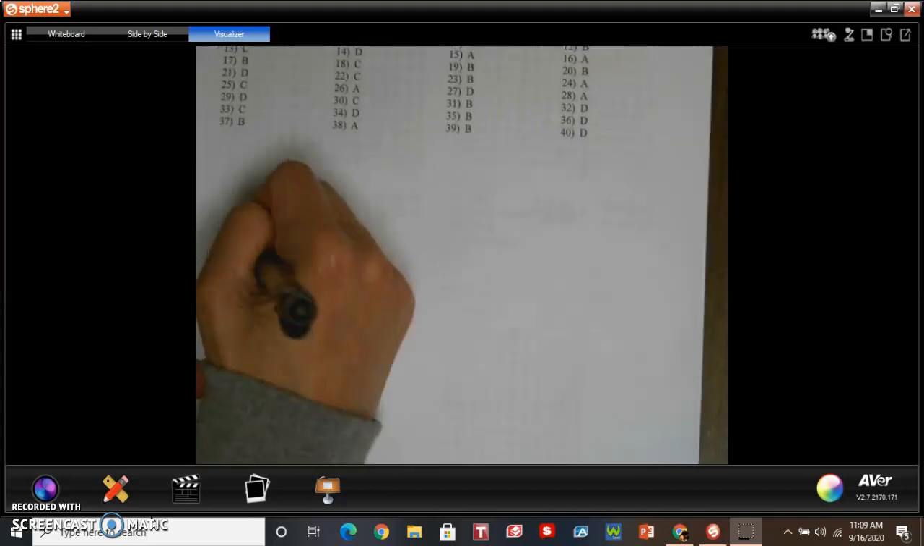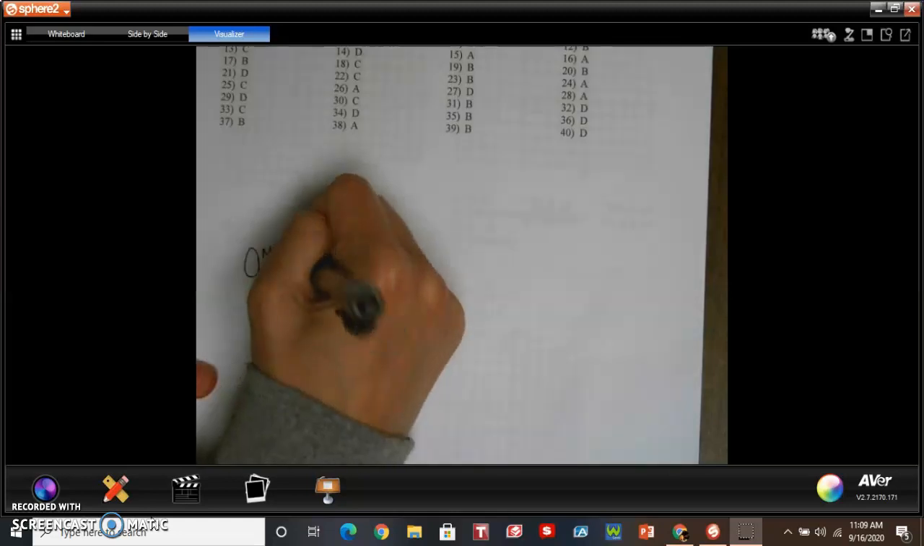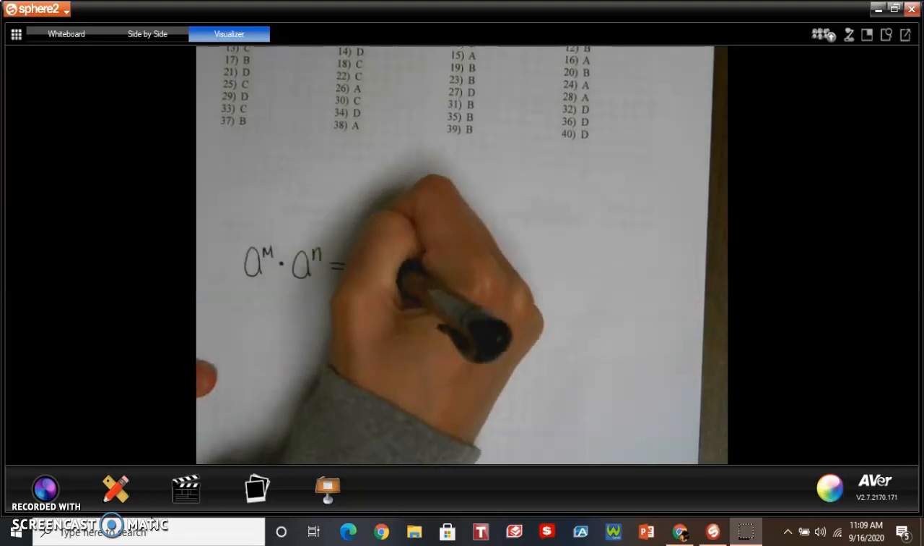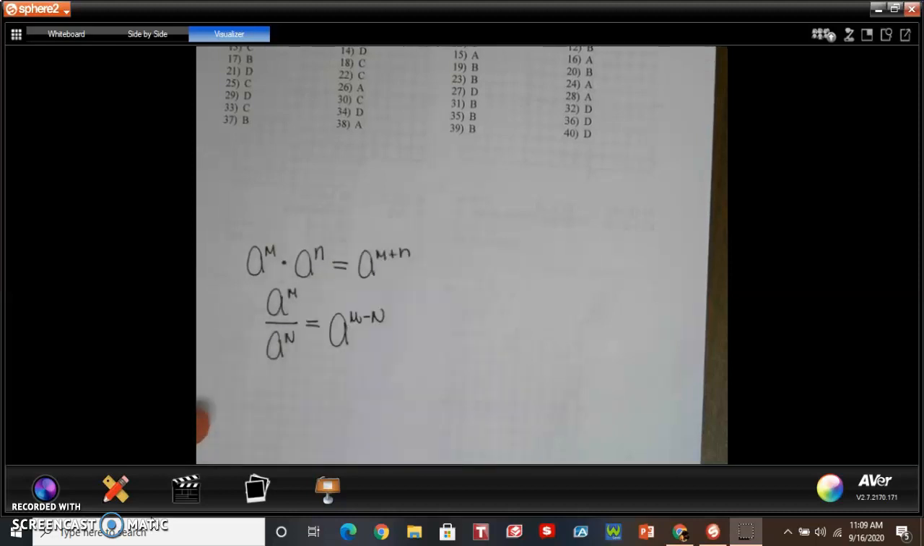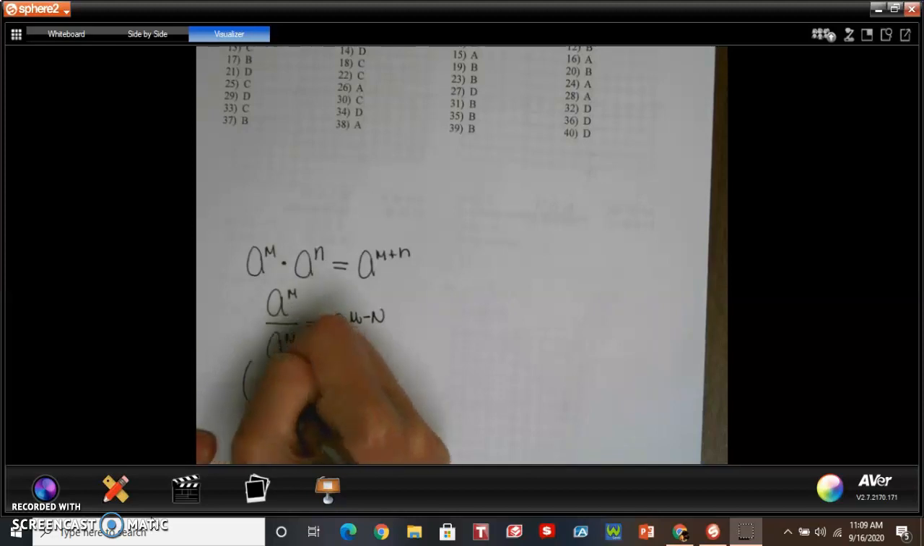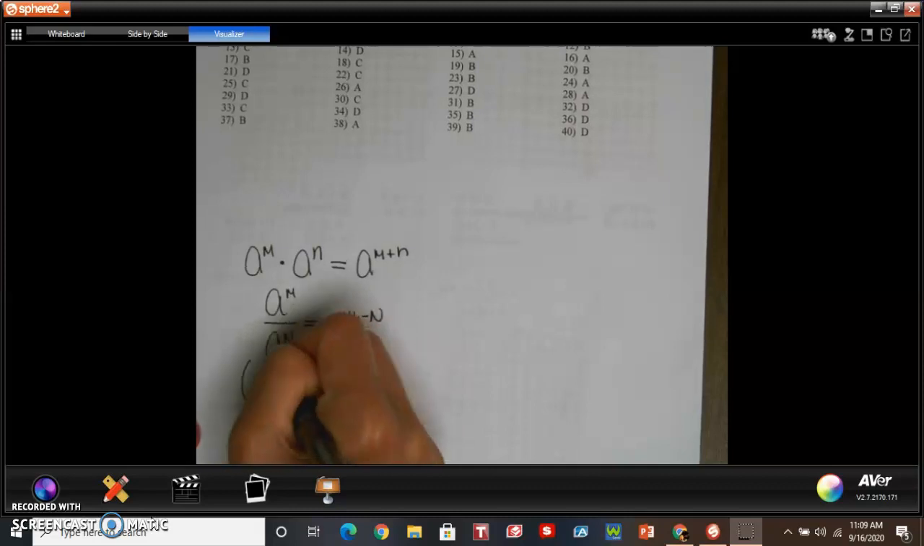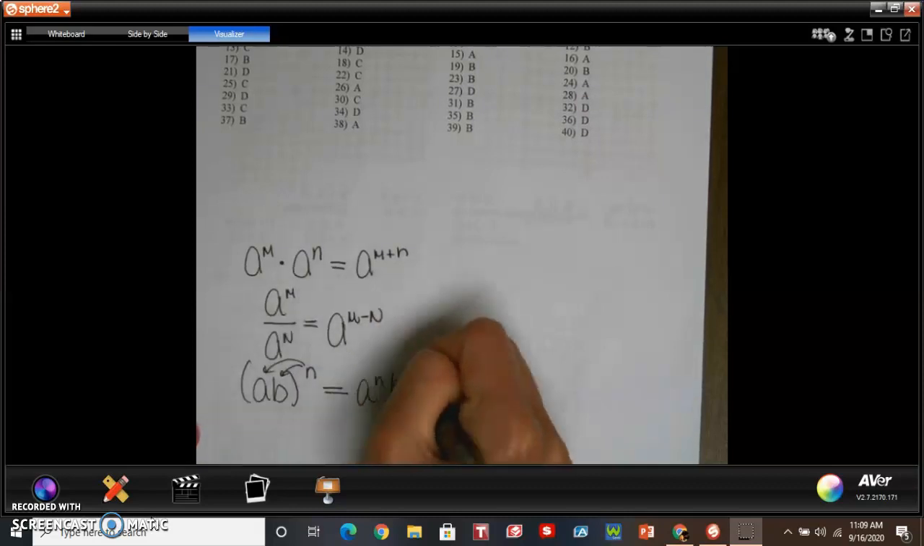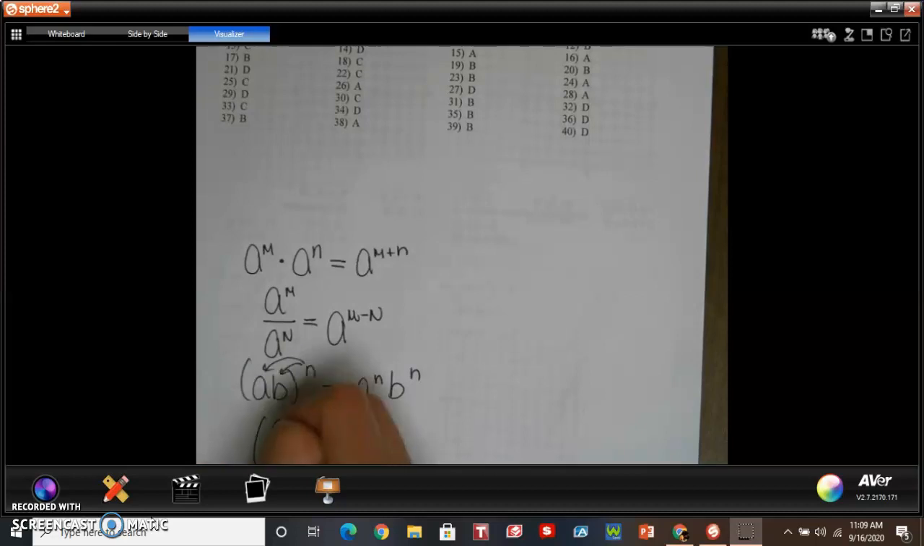So let's review those. So first we have products. If we're multiplying, we add our exponents. What about if we're dividing? We're going to subtract our exponents. What if we have multiplication to a power? I tell my students to think of it as distributing. You're going to distribute to each one of them inside. What if you have division to a power? Again, think of it as distributing, taking it to each one of them.